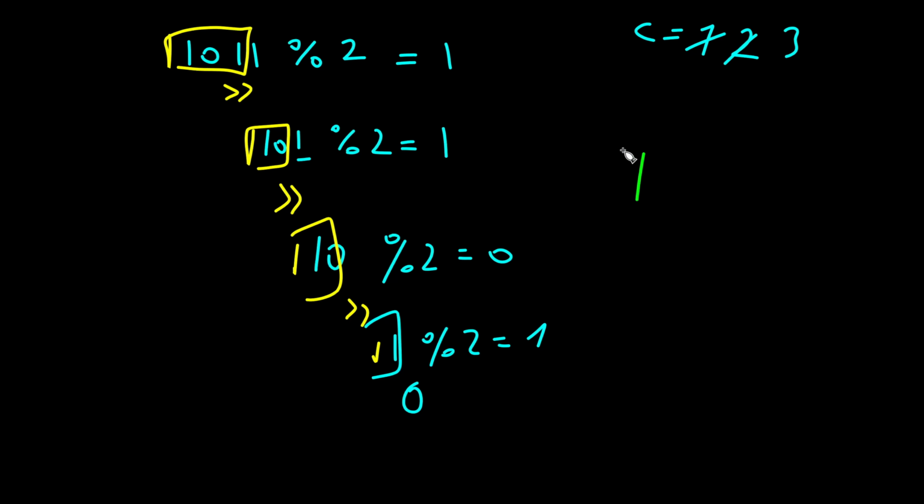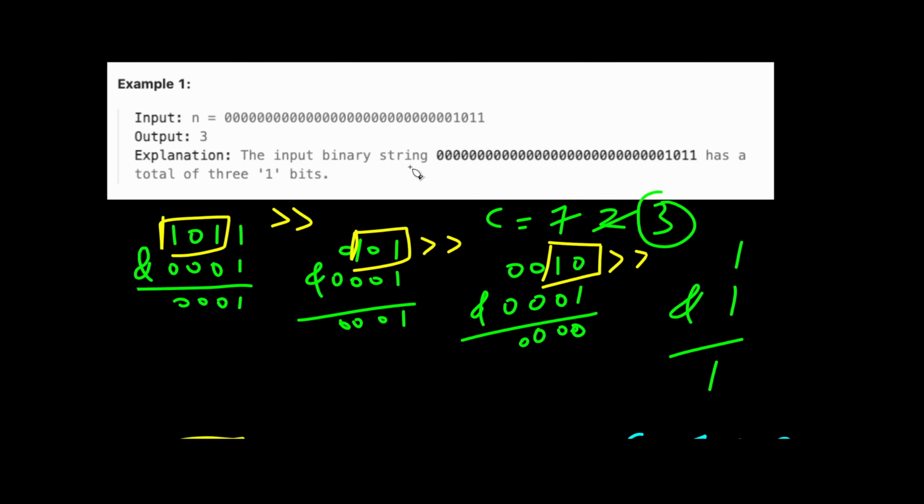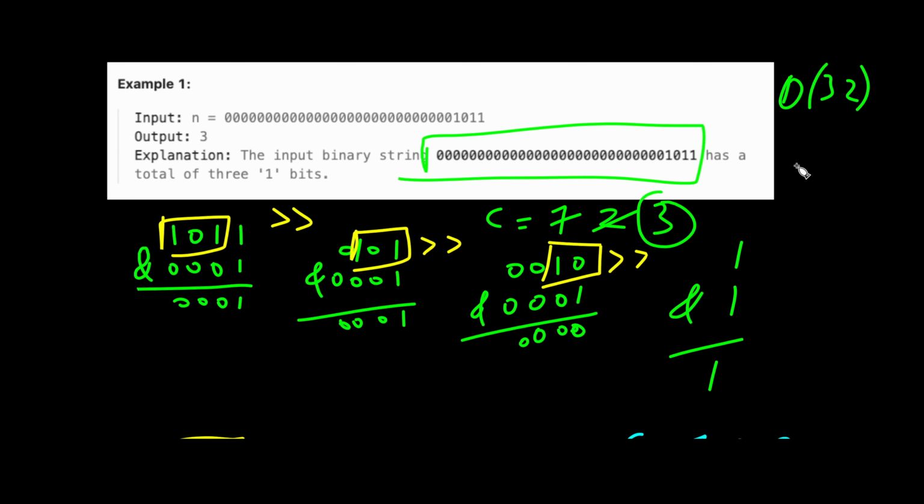The time complexity for this solution is big O of 1. This is because we know that the input can be a maximum of 32 bits. So the time complexity is big O of 32, but we know that we drop constants, so it's just big O of 1. There is no extra memory involved, so memory complexity is big O of 1 as well.